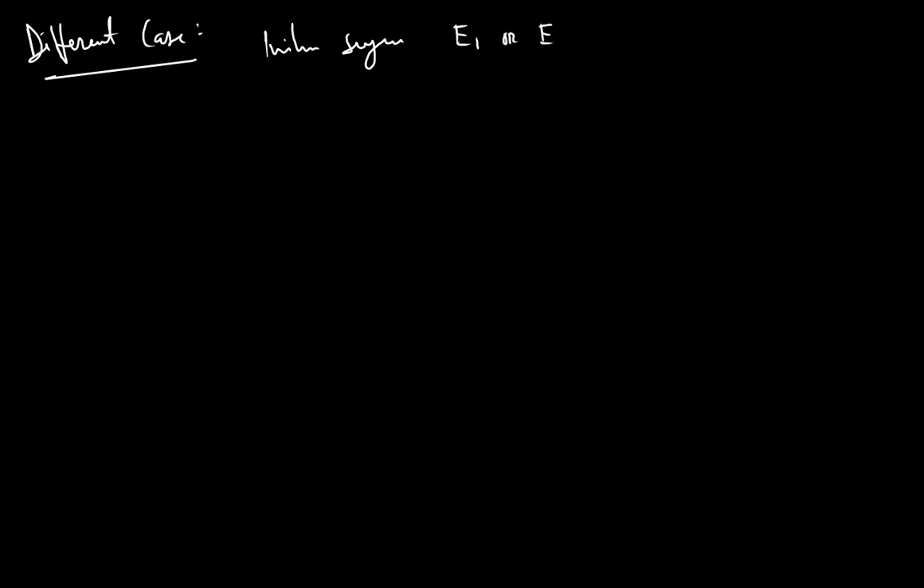Also, let us consider a different case. Let us consider this, where initially the system is in one of the eigenstates, E1 or E2. Now, we will write H0 equal to the matrix E1, 0, 0, E2, right?